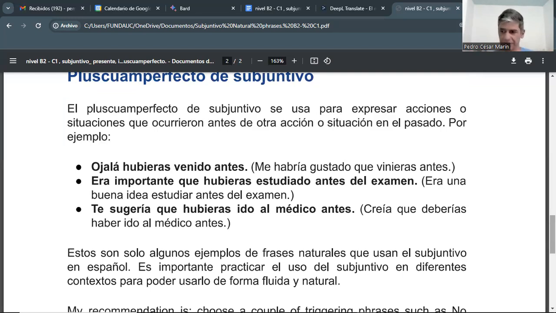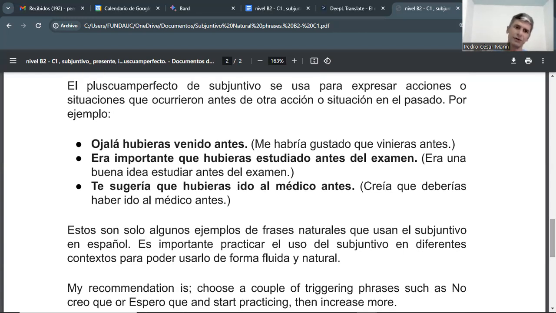Pluperfect. We express a past of a past situation, something that happens before a past situation. I wish you had come before. Ojalá hubieras venido antes. You see, antes is the past where we had another action before. I wish you had come before dinner. Dinner already happened, and I wish you had come before dinner. So it's an action that happened before a past event.